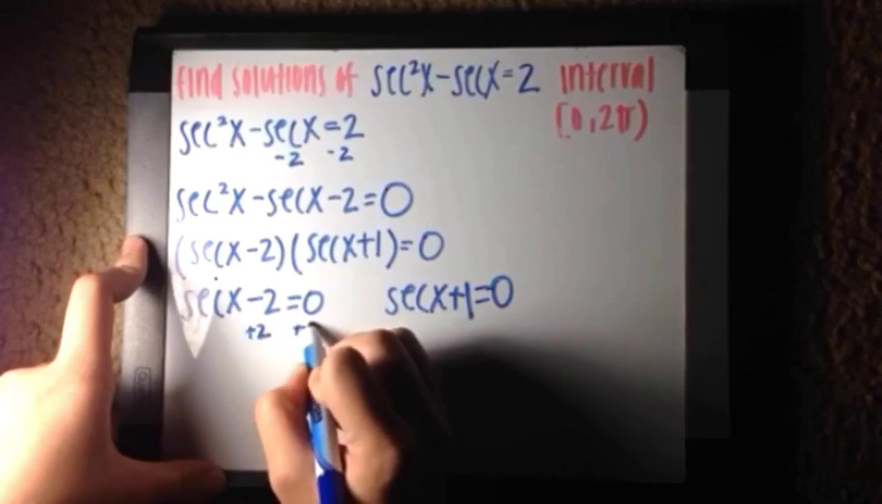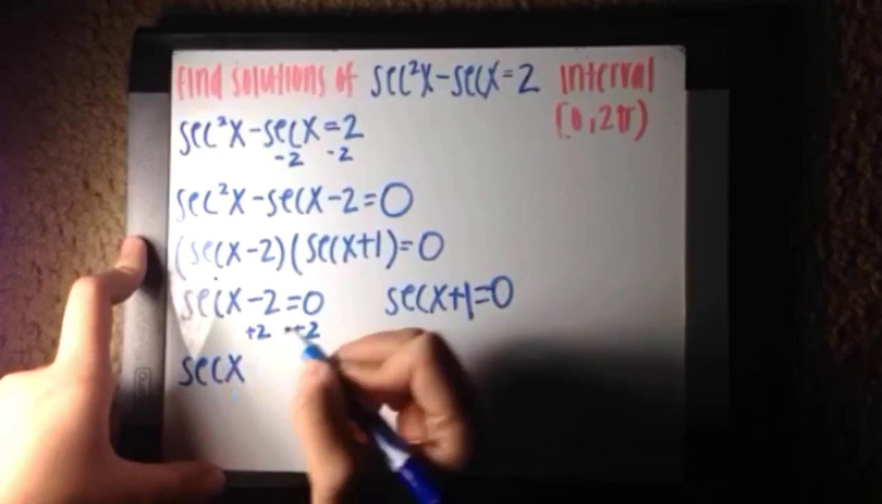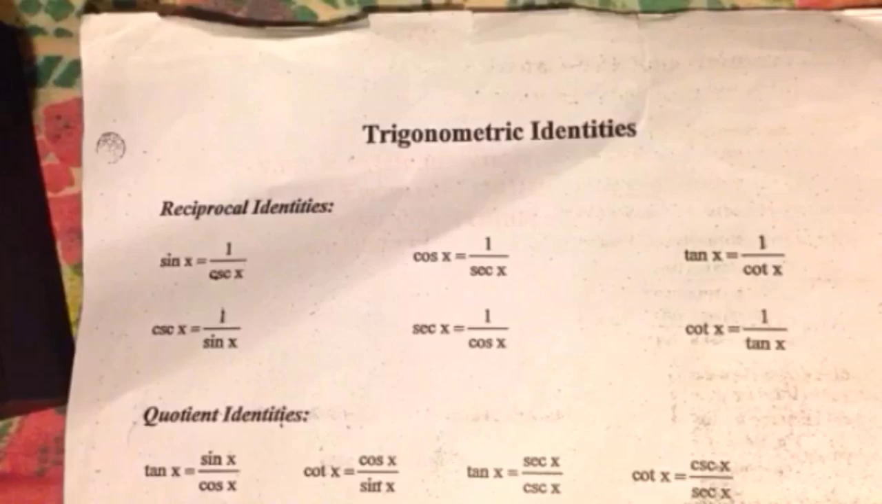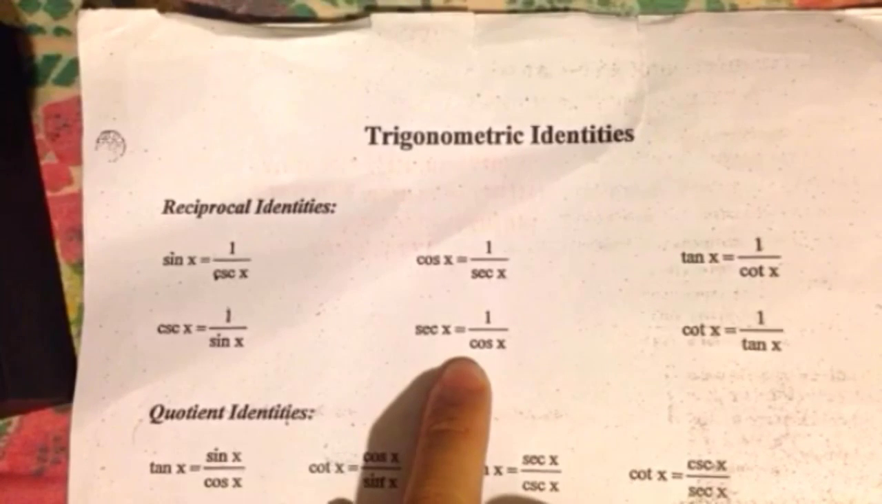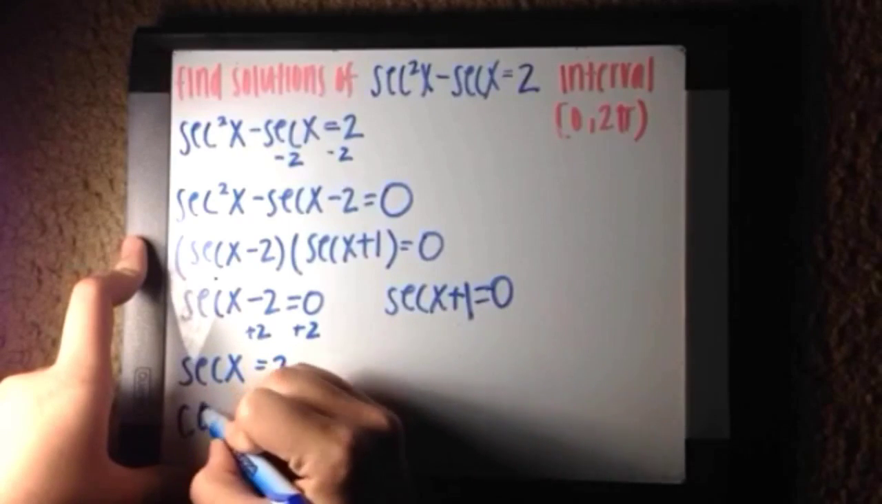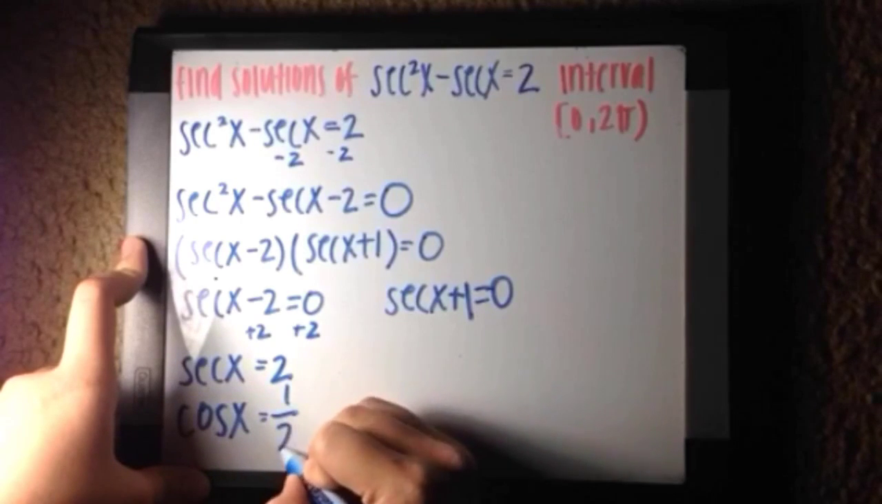Now we're going to add 2 to both sides. So we get secant x is equal to 2. Going back to our trigonometry identities, we know that secant x is equal to 1 over cosine x, and cosine x is equal to 1 over secant x. And since we know that secant x is 2, we know that cosine x is 1 over 2.